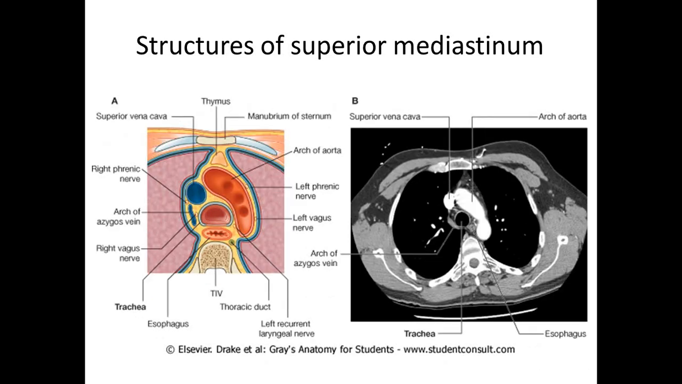This is a more caudal section. Here we can see the arch of the aorta and the superior vena cava. Anterior to that is the thymus here. And here is the esophagus, the trachea, the arch of the azygos vein. Other small structures include the thoracic duct, the recurrent laryngeal nerve, the vagus nerve, and the phrenic nerve, which are also included within this space.